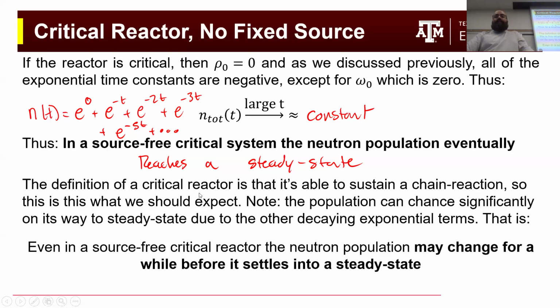And notice that what we're saying is that on the way to steady state, there might be deviations because of all these negative exponentials decaying away, but the longer term behavior is going to be dictated by that first one, the algebraically largest time constant. So even if you have a source-free critical reactor, it might change a little bit before it eventually settles into that steady state as those negative exponentials decay away.